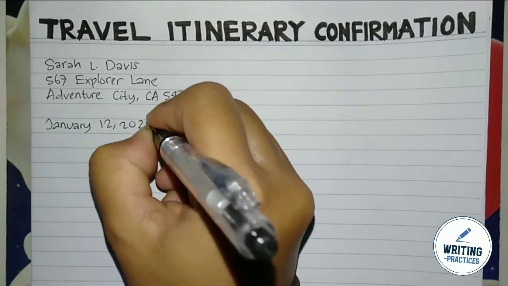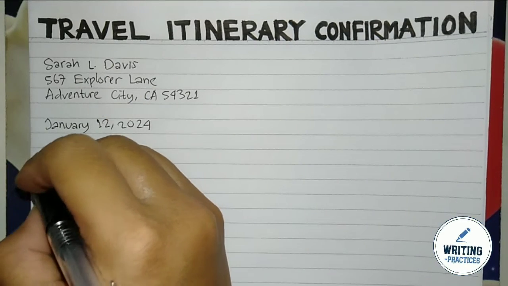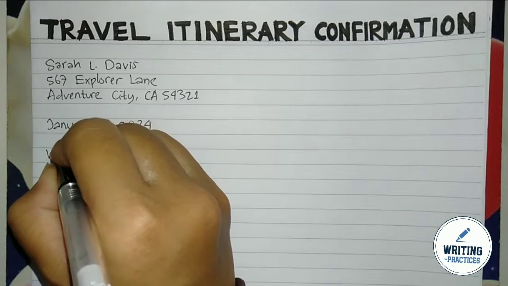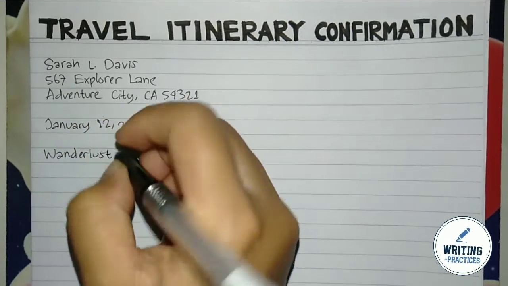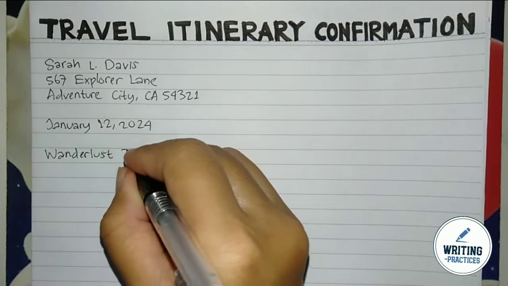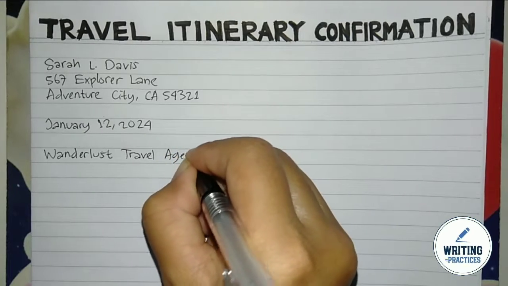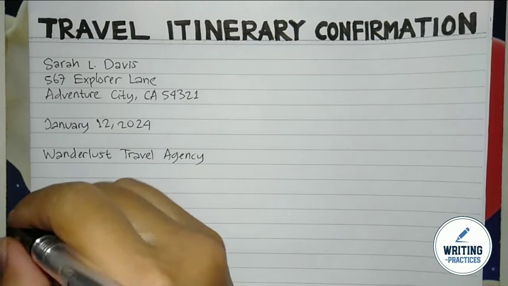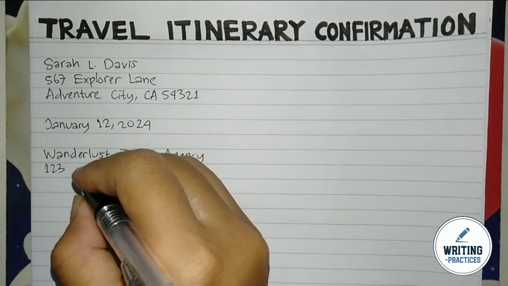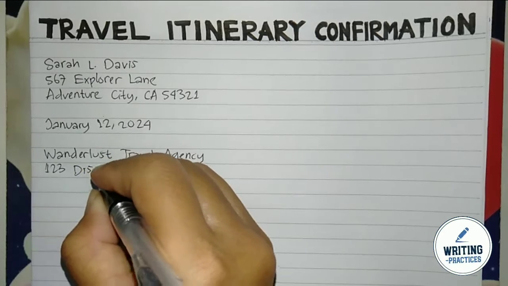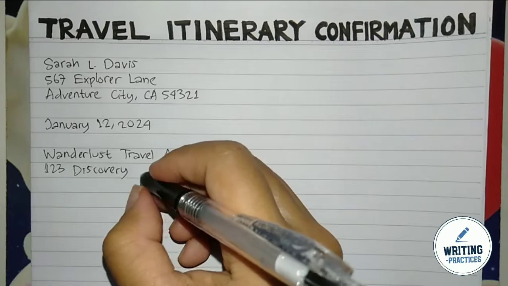Here, Writing Practices will show you how to write a travel itinerary confirmation letter step by step. Check this out. First of all, you need to write your personal information as a sender of the letter. Yes, you can start with your full name. And then, write your home address. Or, you can also write your organization name, if it is on behalf of your organization. Sure, you can add contact information like phone number and email address. After that, you can write the date of the letter. You may use the format of month, date, and year.